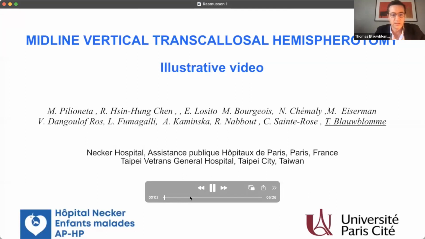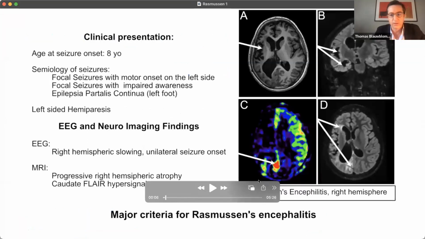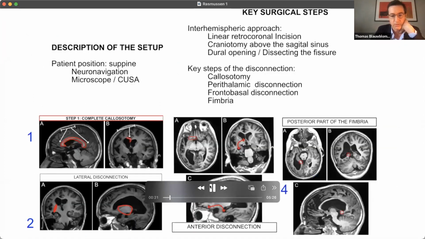So this is a case of Rasmussen encephalitis. It was quite developed because this child was coming from abroad. Generally, we operate on them a bit earlier than this. You see, it's very atrophic already. So these are the surgical steps.